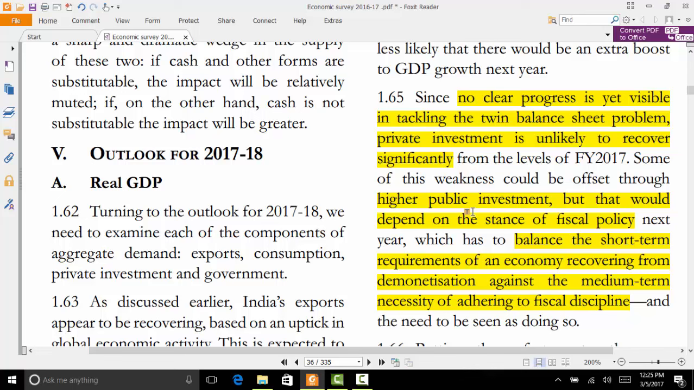Sorry? What is SDR? You told me, restructuring, strategic debt restructuring. What else? Different schemes like 5/25, SDR, Joint Lending Forum, S4A.